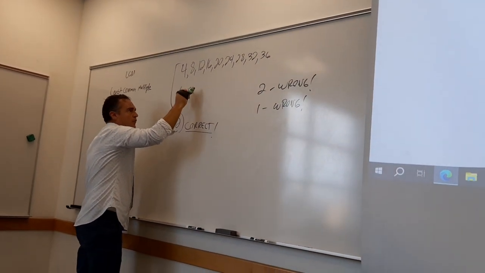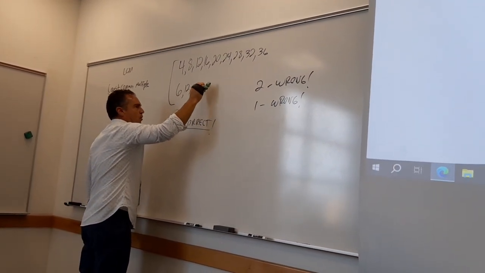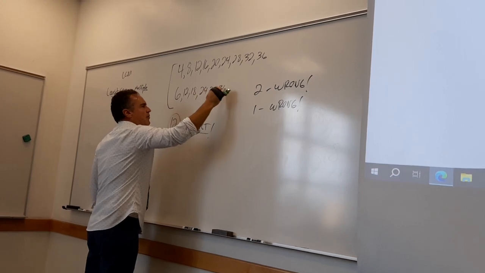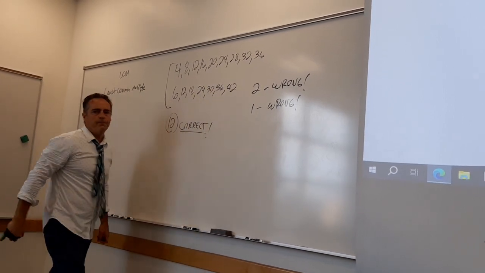6, 12, 18, 24, 30, 36, one more. 42. Okay, good enough. All right?